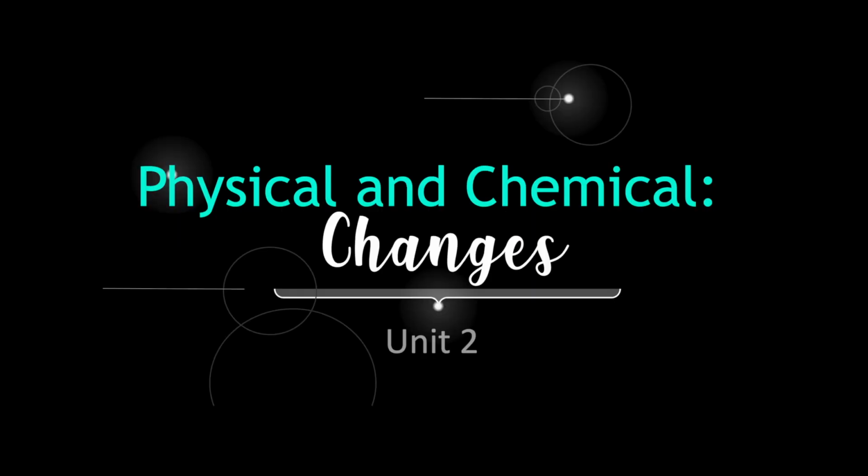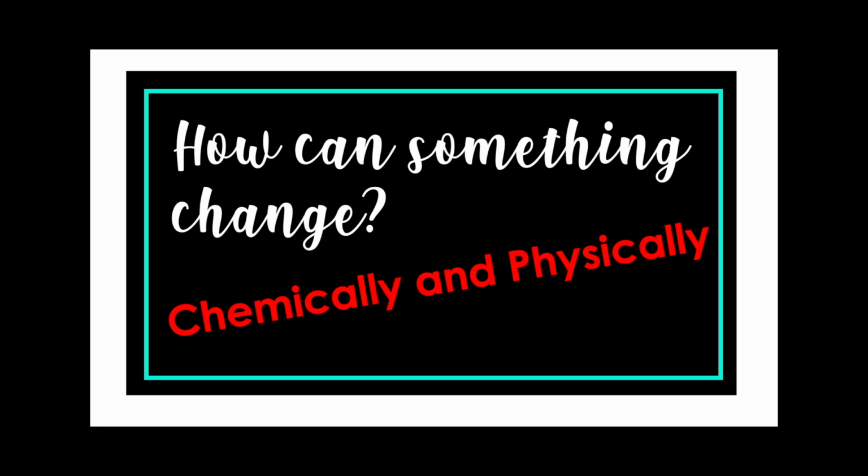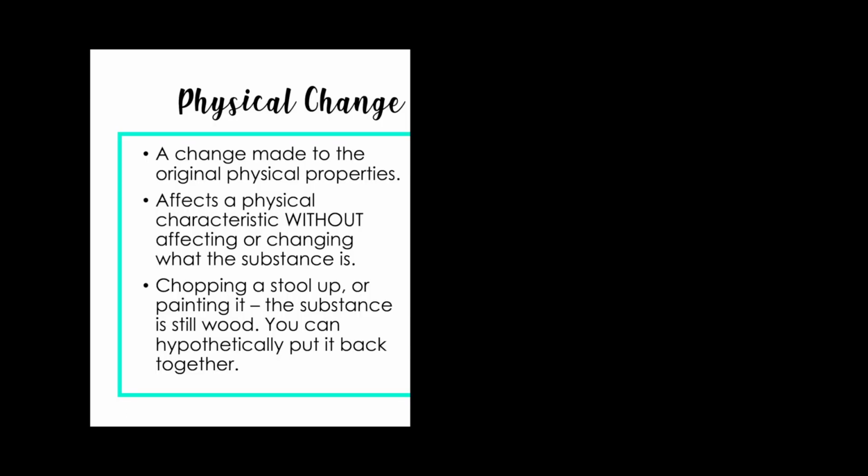Now we're going to talk about physical and chemical changes, so different from properties. First, let's think, how can something change? Focusing on this specifically, things can change chemically and they can change physically. A physical change is a change made to the original physical properties. So thinking about those words we looked at before, it affects a physical characteristic without changing what the substance is. If you chop up a stool or paint it, the substance is still wood. You can hypothetically put it back together and make it how it was before. It hasn't changed into something new.